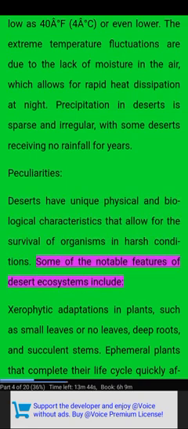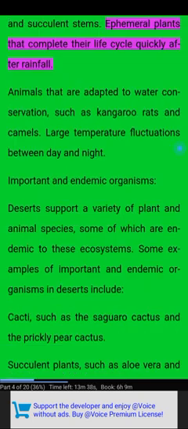Some of the notable features of desert ecosystems include xerophytic adaptations in plants, such as small leaves or no leaves, deep roots, and succulent stems. Ephemeral plants that complete their life cycle quickly after rainfall. Animals that are adapted to water conservation, such as kangaroo rats and camels. Large temperature fluctuations between day and night.